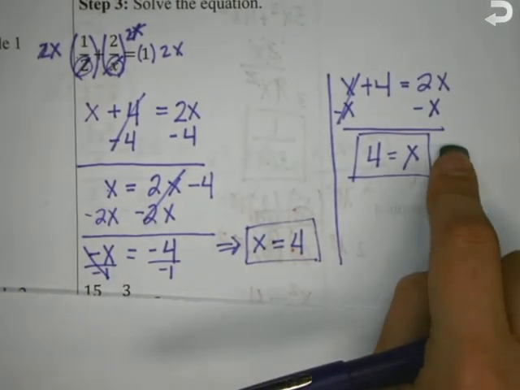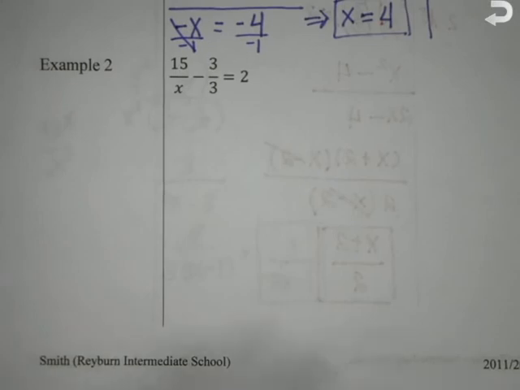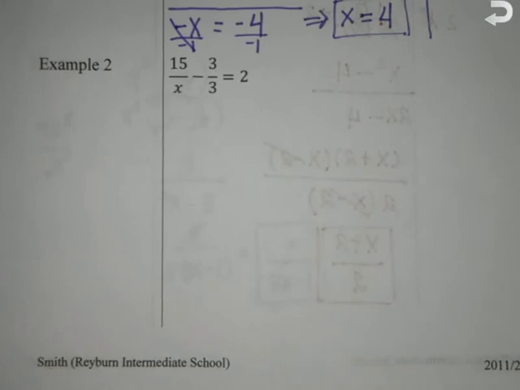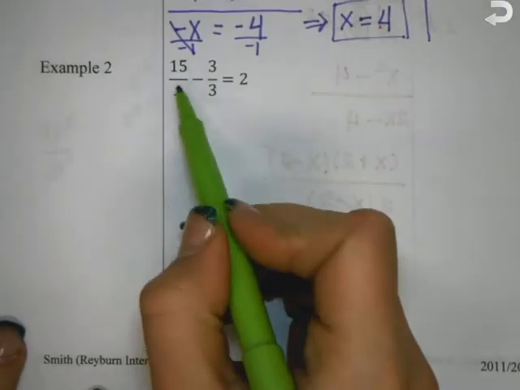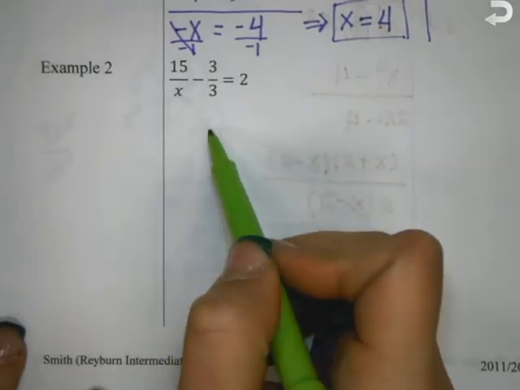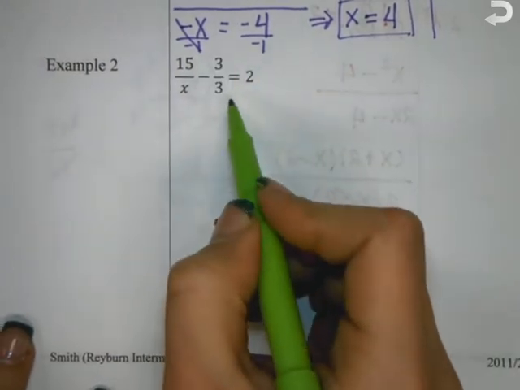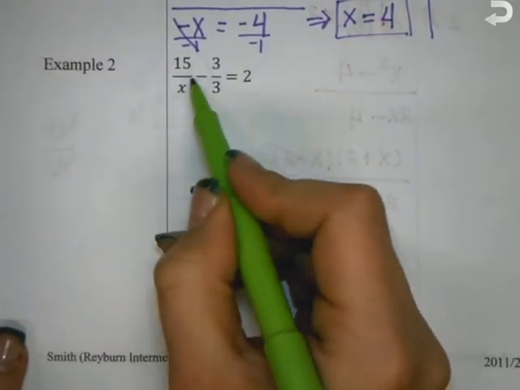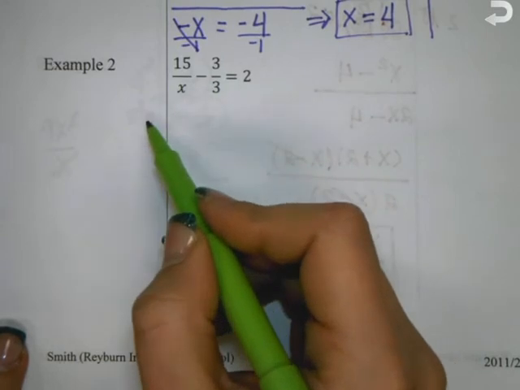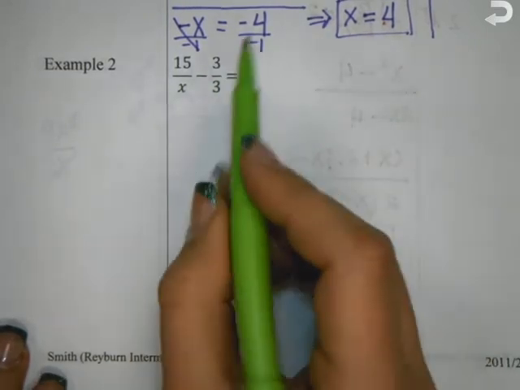Example 2. Okay, and example 2. 15 over x minus 3 over 3 equals 2. Now, you could turn this into a 1 right away, but we would have to get rid of that fraction anyway, so let's just do the LCD, okay? Let's skip a step and just do the LCD.